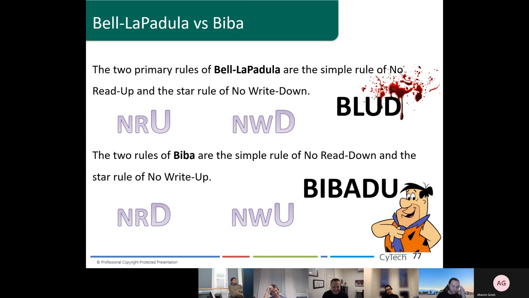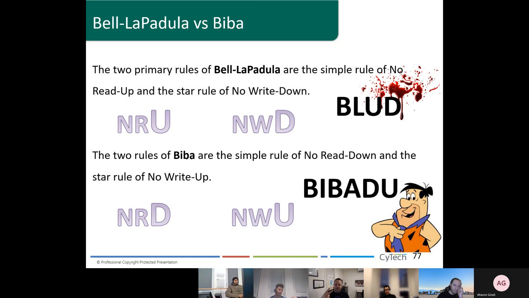Again, this came back to me from Indonesia not too long ago, from a guy that got this slide and said, this helped me pass my exam. Up until that point, I couldn't remember Biba and Bell-LaPadula and the whole explanation in the book, which is such a waste of time. It is a waste of time to try to understand the four-star general, the five-star general, the whole decision-making process. I need to answer the questions. Answering the questions using these two words, Blood and Bibadu, will give you the points you need to pass the CISSP.